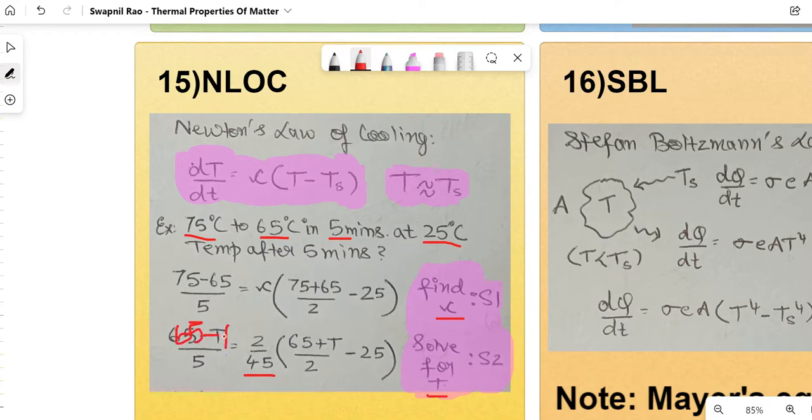You have to write the same equation, but this time the body is already at 65 degrees Celsius. So (65 minus T) divided by 5, because they've asked you after 5 minutes, is equal to the value of c, which you found out from equation 1, times the average. Its average is found in the same method as done above: (65 plus T) divided by 2 minus 25, which is the room temperature. This time you have to solve for T, and you'll get the value of capital T, which is the temperature after 5 minutes. You can solve questions to understand more.